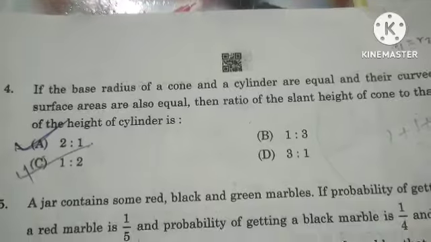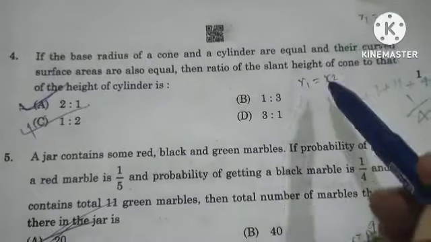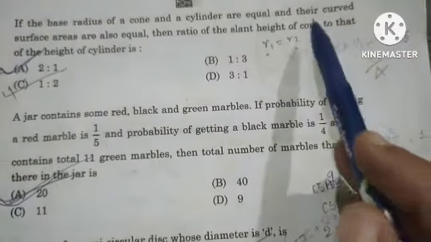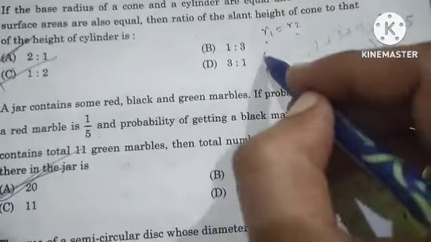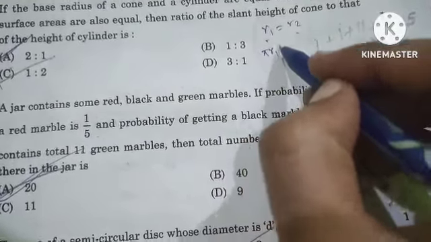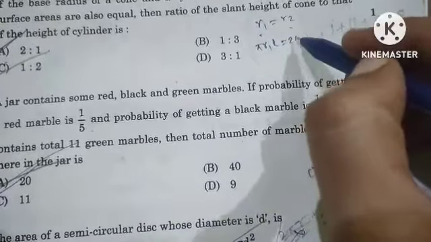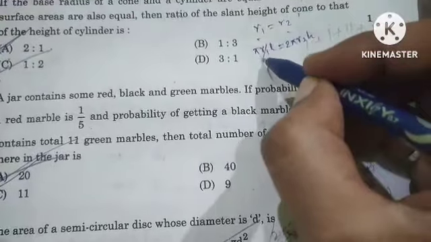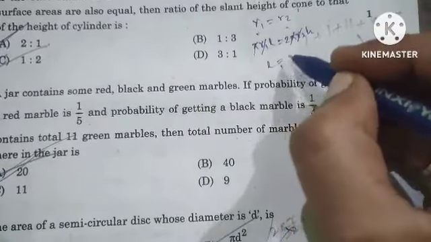How can you find that? Clearly it is mentioned that the radius of the cone and cylinder are equal. That means R1 is equal to R2, where R1 is the radius of the cone and R2 is the radius of the cylinder. Another thing is that their curved surface areas are equal. The curved surface area of the cone is pi r1 l, and the curved surface area of the cylinder is 2 pi r2 h. R1 is equal to R2, so we can cancel R1 and R2 and also pi and pi. So l is equal to 2h.